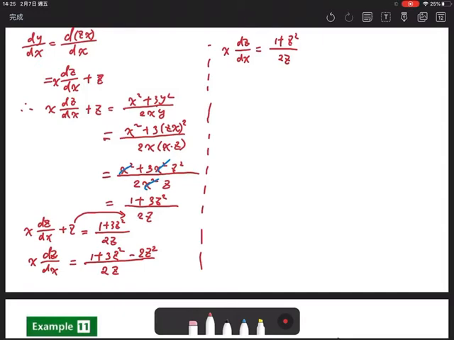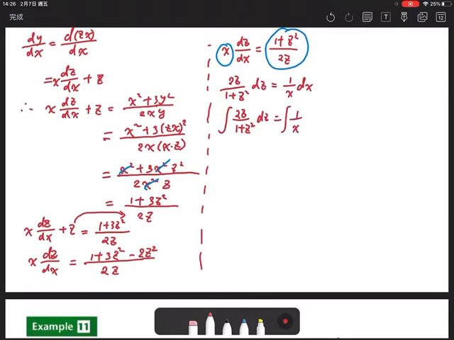So now you can see we can use the separating variables method, because we can separate the variables here. Now it is easy to solve the differential equation. It will be 2z over 1 plus z squared dz equals 1 over x dx, and we do integration: the integral of 2z over 1 plus z squared dz equals the integral of 1 over x.